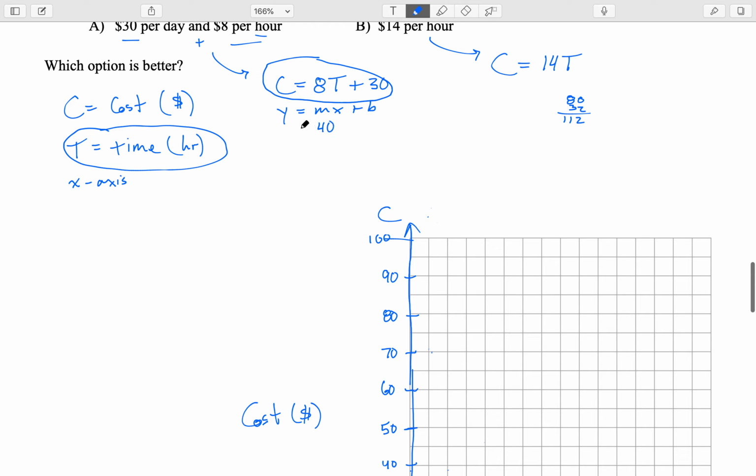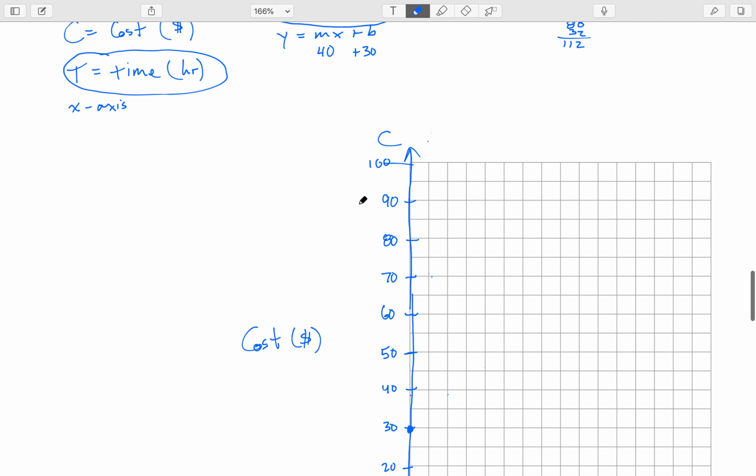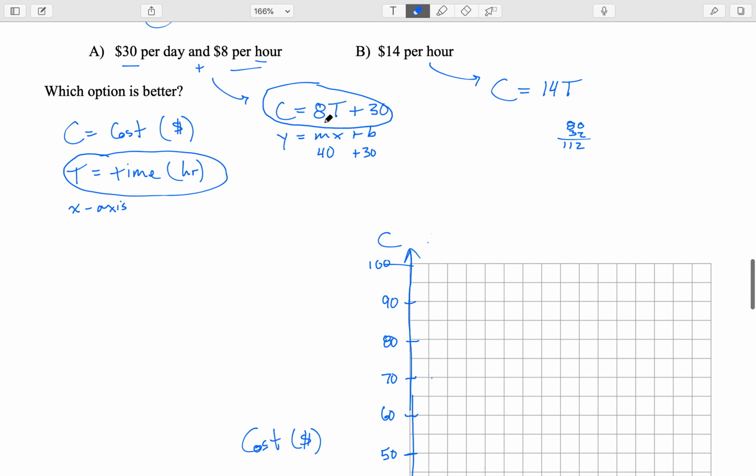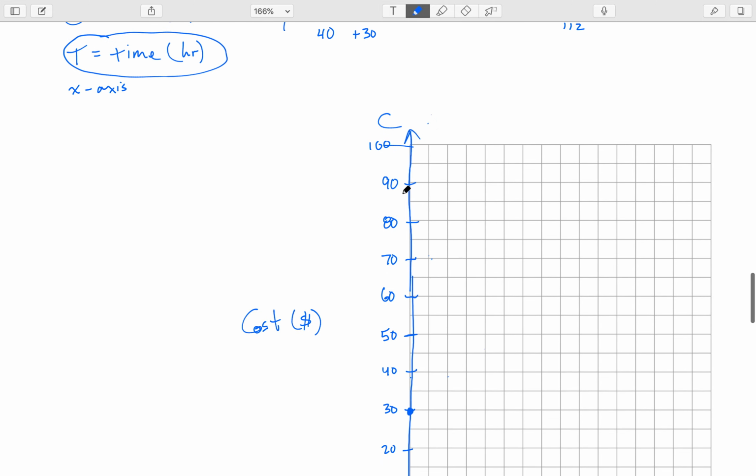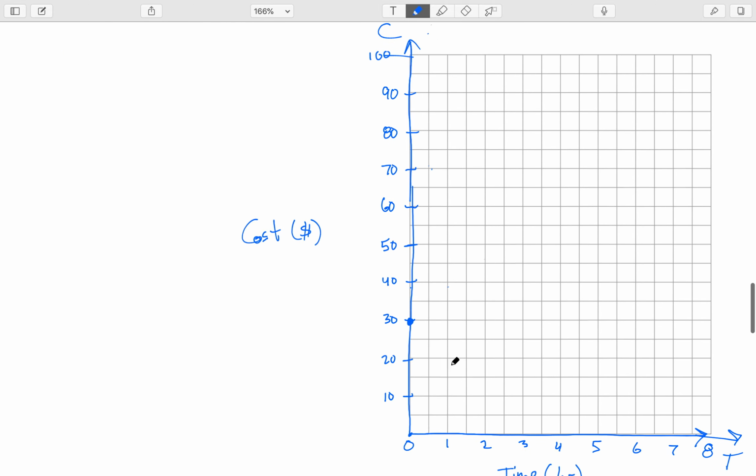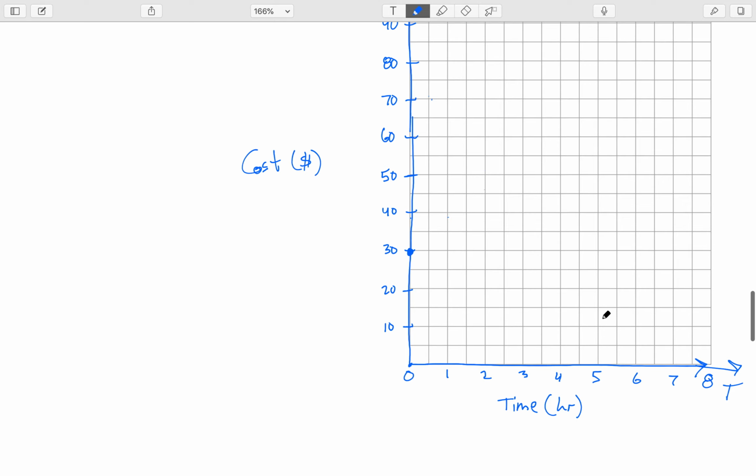That's dead on. So at 5 hours, it's going to be 40 plus 30, $70. Okay, that's a good point to use. I just did that one in my head. I chose 5 because I know 5 times 8 is 40. It's a nice base 10 number, right? So at 5 hours, it should be exactly $70. There we go. I've got 2 points. Once I've got 2 points, I can actually draw a pretty straight line.